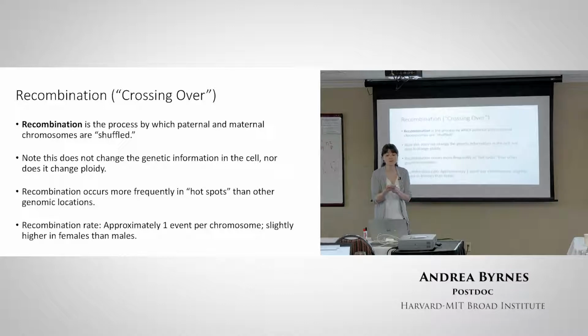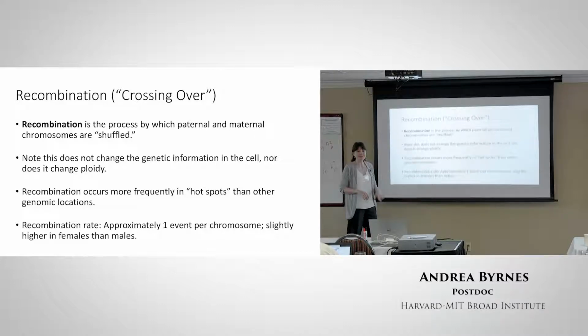So, some things about this process that we're required to know if we're going to model it: recombination is this idea that the maternal and paternal chromosomes are shuffled. You don't get the entire copy of chromosome 1 from your grandmother or your grandfather, the one that you got from your mother. Your mother has two parents, right? You get a mix of grandma and grandpa, and this is the process by which that happens. This does not change the genetic information, and it doesn't change ploidy. All we're doing is some shuffling.